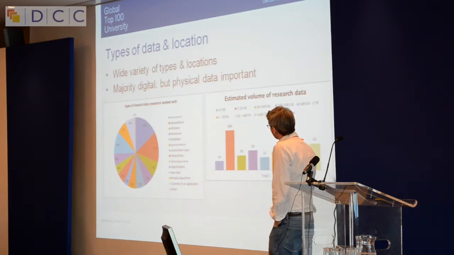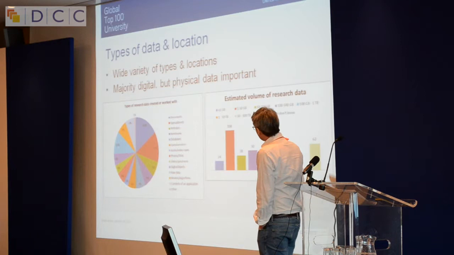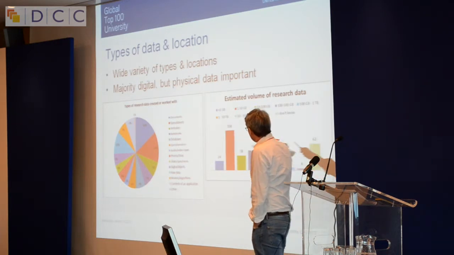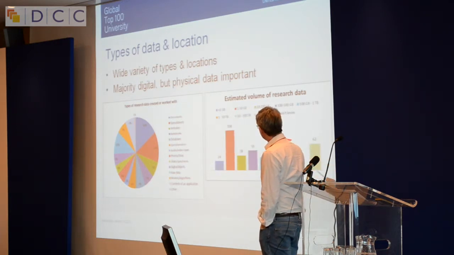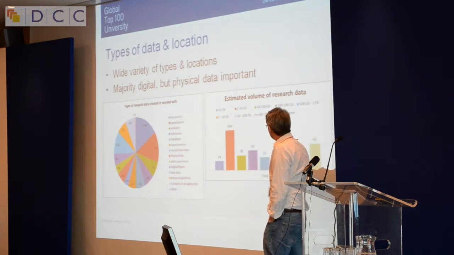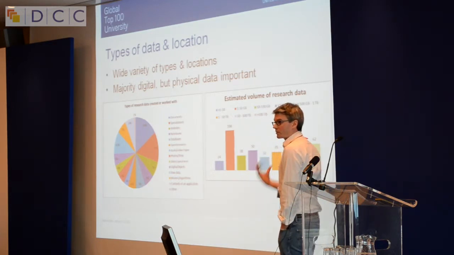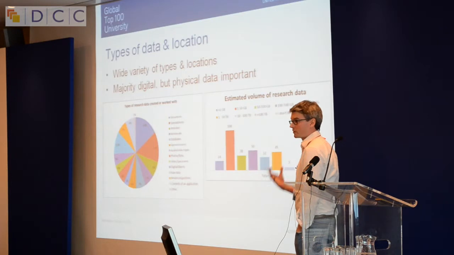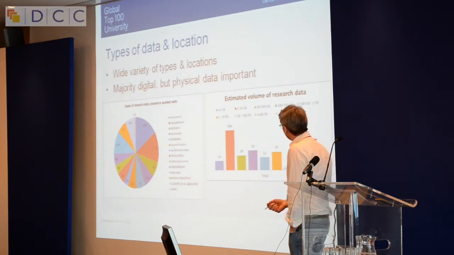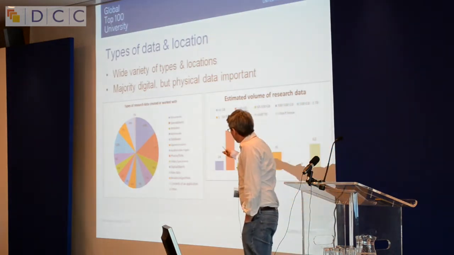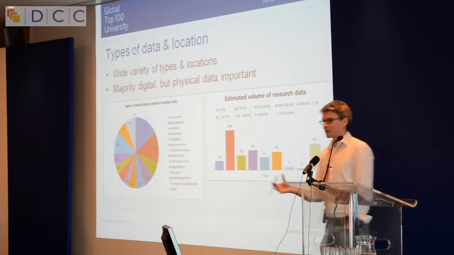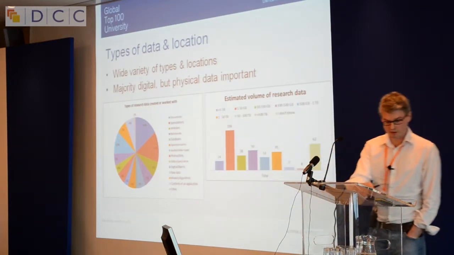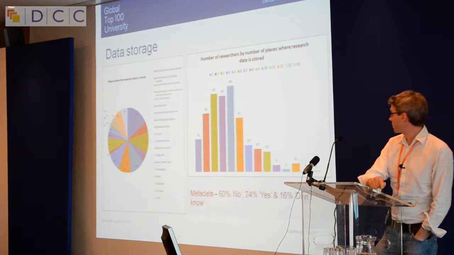But in terms of estimated volume of digital data, we have a fairly widespread spread. We've got some people, particularly in engineering and sciences, with greater than terabytes. We've got people with over 100 terabytes of data. And if you average all of that out, you get around 75 gigs per researcher, which is the kind of figure we're going off in terms of costing our service.